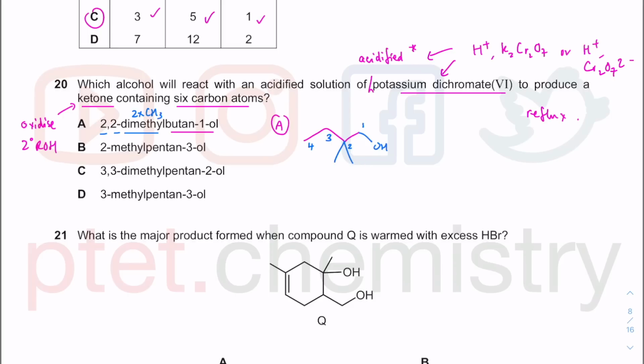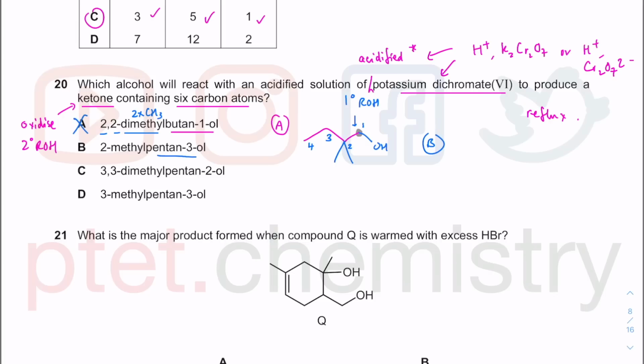This very clearly is a primary alcohol because the carbon with the OH is bonded to one other carbon. Primary alcohol does not oxidize to give you ketones, instead gives you aldehyde and potentially could give you carboxylic acid if you reflux it. You get aldehyde if you heat and distill immediately. So A is definitely out there.